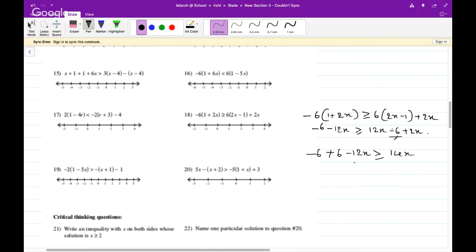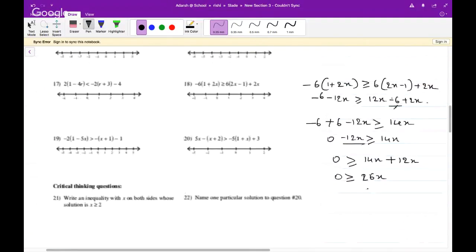14x here. So this is 0 minus 12x greater than 14x. Now minus 12x on the other side. So 0 greater than 14x. I'm not dividing, I'm just taking this on this side. I am adding something, so the symbol doesn't have to change. Now x will be less than 0 divided by 26. This is 0.